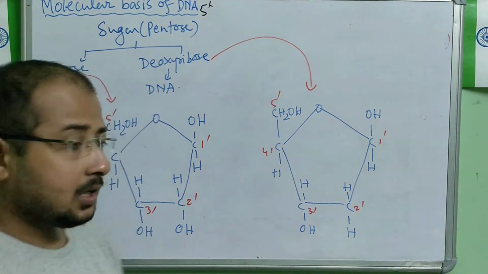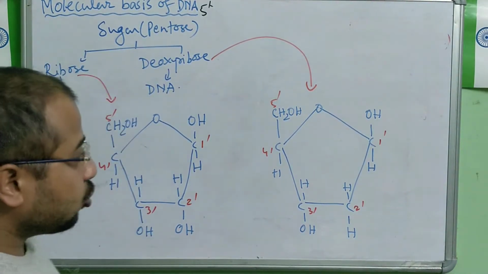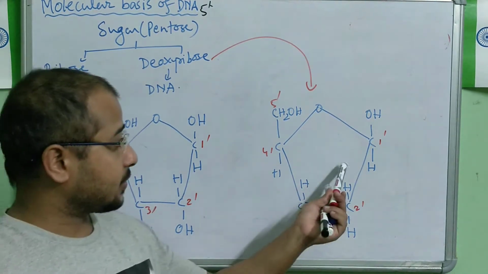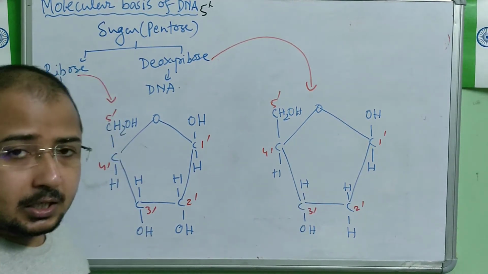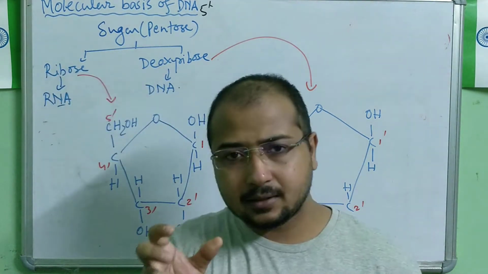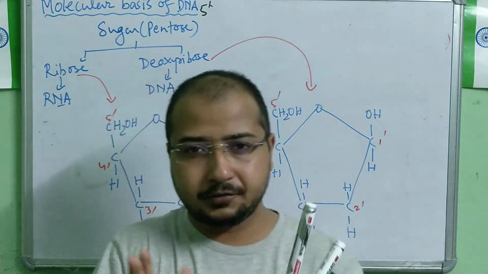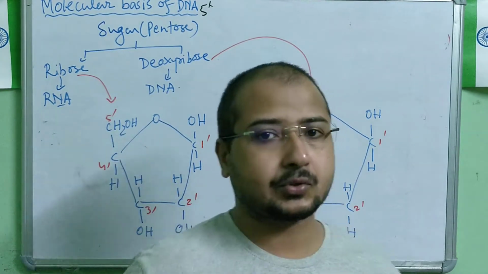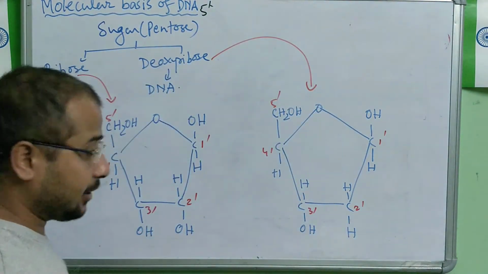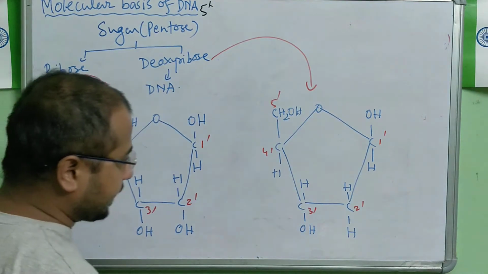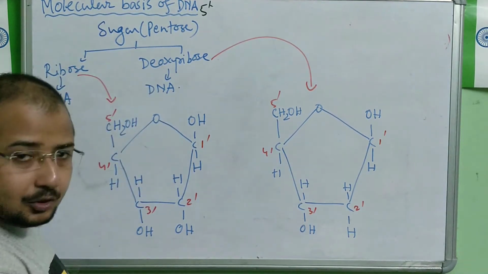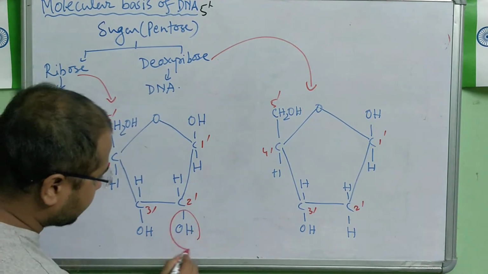Now see, if you look at these two structures of the sugar, ribose sugar and deoxyribose sugar, do you understand what is the difference in the name? One is ribose, one is deoxyribose. Look at here. At the 2' position of this ribose sugar, there is a hydroxyl group present.